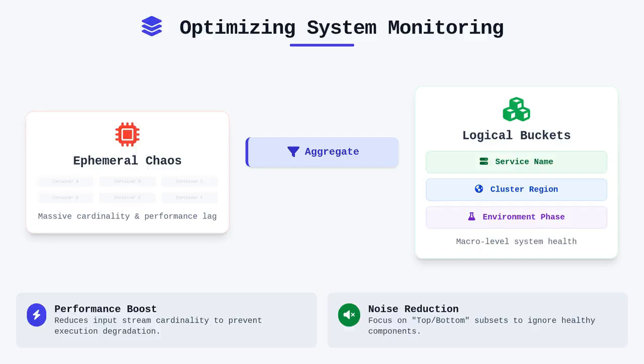Another powerful technique involves using top or bottom filtering statements within your SignalFlow definitions. By focusing only on the worst performing subsets of your fleet, you significantly reduce the amount of noise generated by healthy components that do not require manual intervention. This approach shifts the detector's focus away from individual ephemeral events and toward the macro-level state of your entire population, which is generally more indicative of system health.